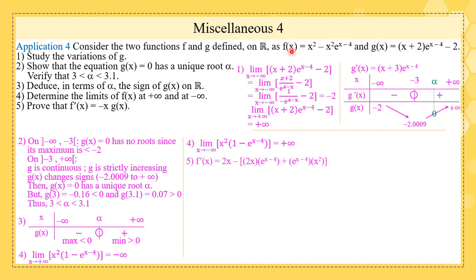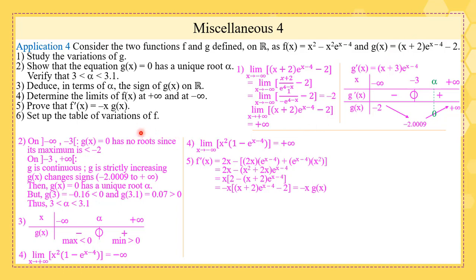Well, this is f of x. The derivative of x squared is 2x, minus, this is a minus, and the second part is of the form u times v. So we apply u prime v plus v prime u. And if we simplify it a little bit, we get this expression. The question is to prove that f prime of x is minus x times g of x. So if we take x in common here, we get this expression, and if we take a minus in common, we get such an expression, which is minus x times g of x. You see, the expression between brackets is the same as g of x.